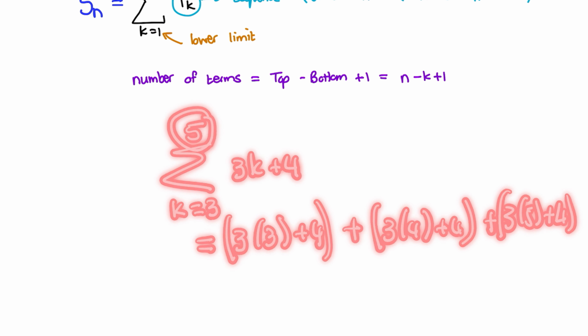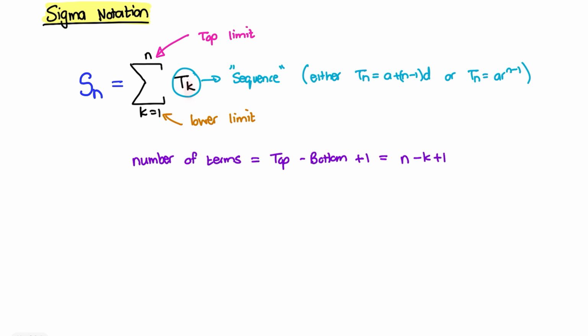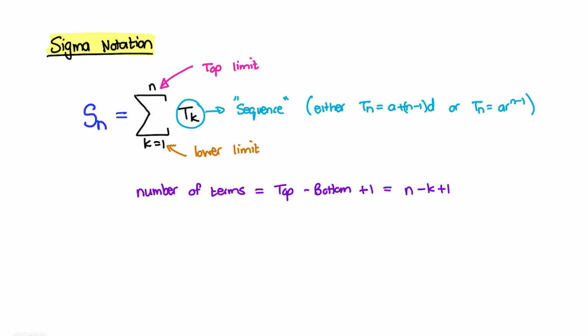So all that this lower limit represents is the first value that you would substitute, and the upper limit is the last value that you would substitute. And then lastly, the number of terms in a sigma notation is the top limit minus the bottom limit, or the lower limit, plus 1. And that's how you establish how many terms you would have in your sequence.